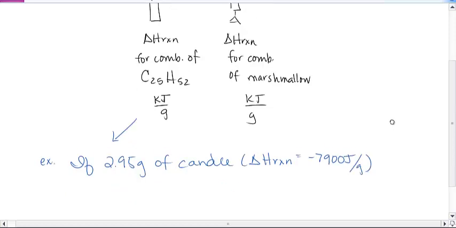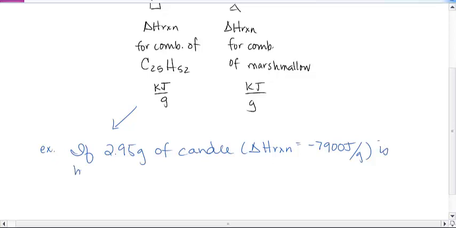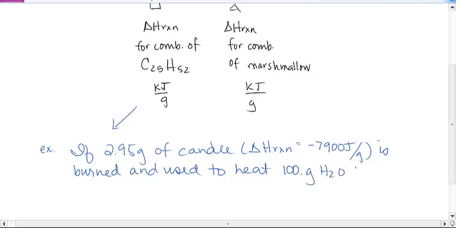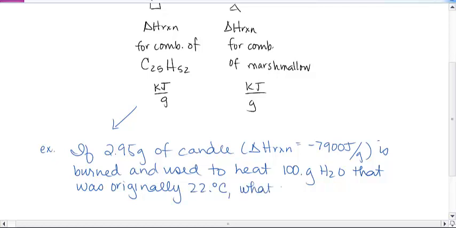So if 2.95 grams of candle is burned and used to heat 100 grams of water that was originally 22 degrees Celsius, what will the final temperature of the water be?